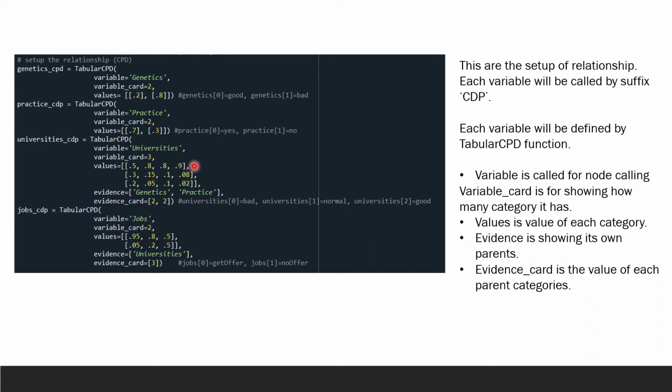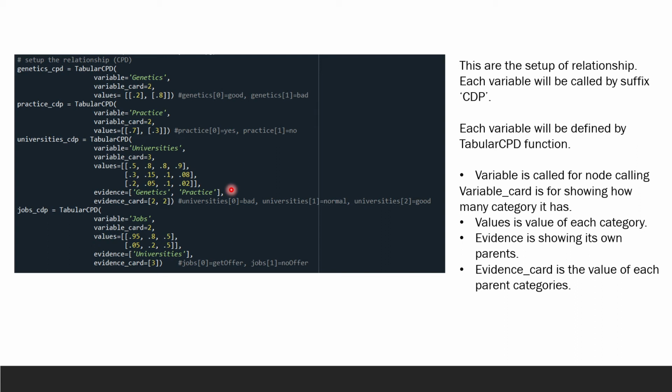So the first line is for bad university, the second line is for normal university, and the third line is for the good university. And here the next variable is evidence. Evidence is showing its own parent. For example, come back to our university CPD. The evidence is genetic and practice.